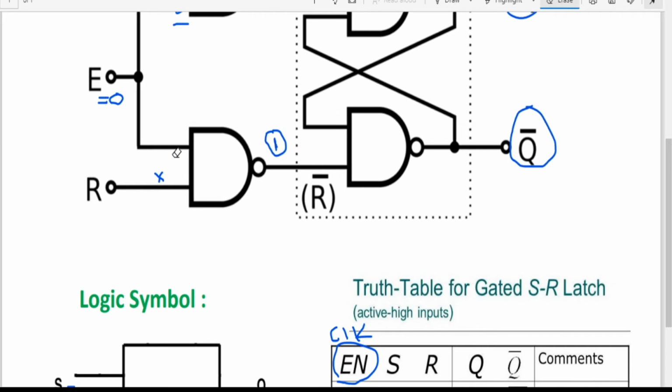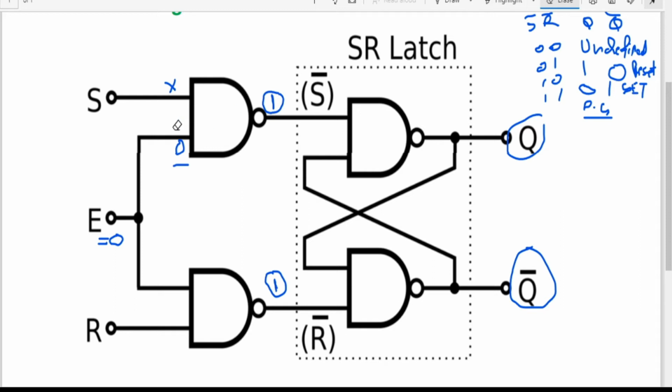Now I change the input. I am going to make the enable input 1. So now when I make the enable input 1, what will happen? The enable input is 1, the S input is 0 and the R input is 0.